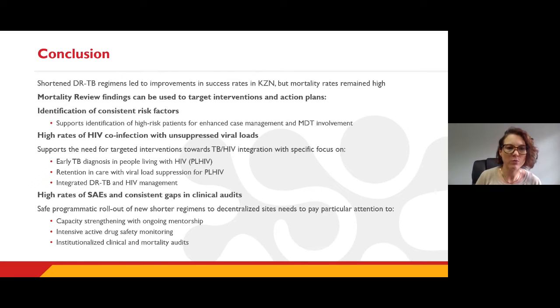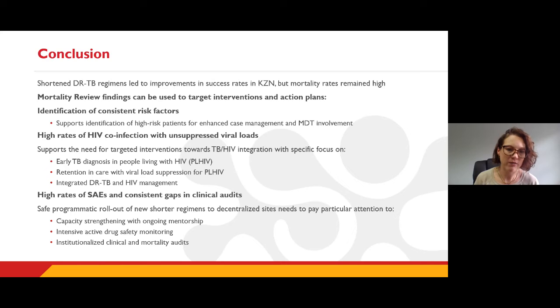So finally, in conclusion, we see that shortened DRTB regimens and the introduction of new and more effective drugs has led to improvements in success rates in KZN, but mortality rates have remained high. We feel that these findings from the mortality reviews can be used to target interventions into action plans, with the identification of consistent risk factors, supporting the identification of high-risk people right at the start of their treatment, so that we can put in place enhanced case management and full MDT involvement throughout their care.